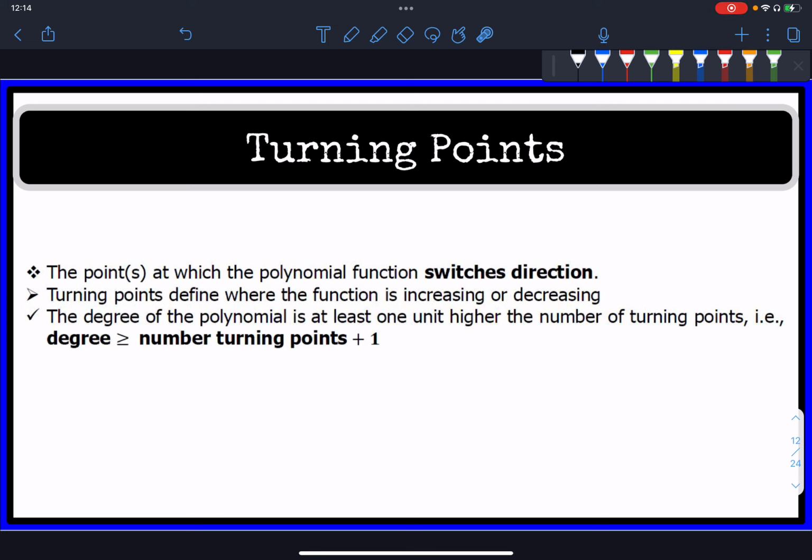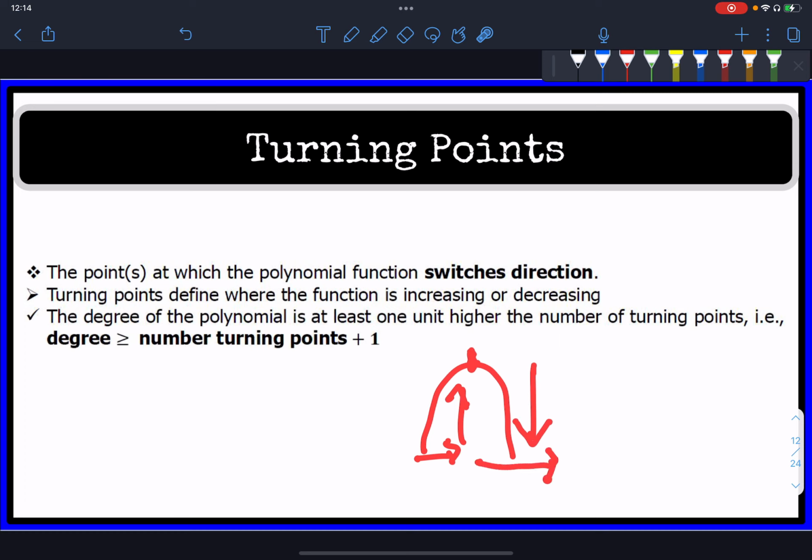Turning points define where the function is increasing or decreasing. So obviously, if a graph has one turning point, this turning point right there, it tells me where my function is going up and where the function is going down. From left to right, I go up. When I reach this maximum point, this turning point, my graph then goes down from that turning point on.